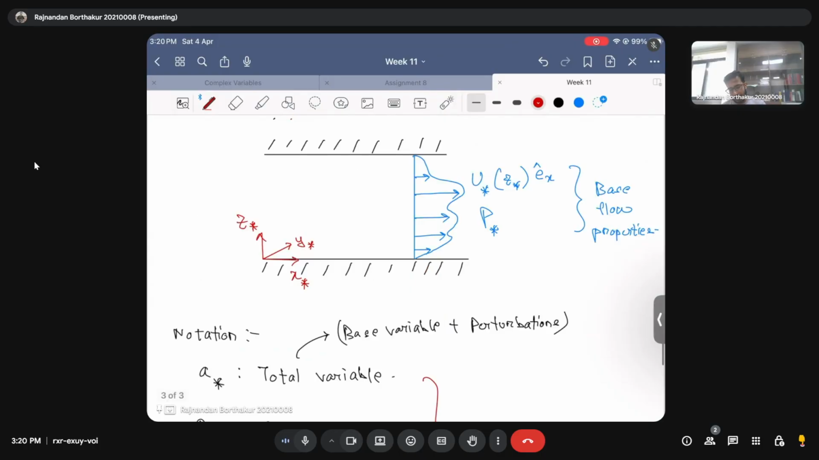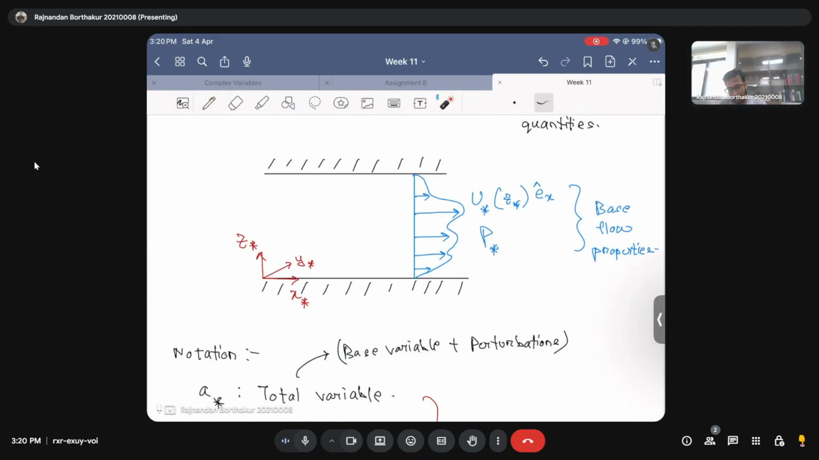From this picture we can see that we have a base flow denoted by capital U, which varies only along the z direction, and the direction of this flow is along the x direction. Everything about the base flow is known to us. What we seek in perturbation or stability analysis is this: if we add a small disturbance to this base flow, how will the disturbance evolve?